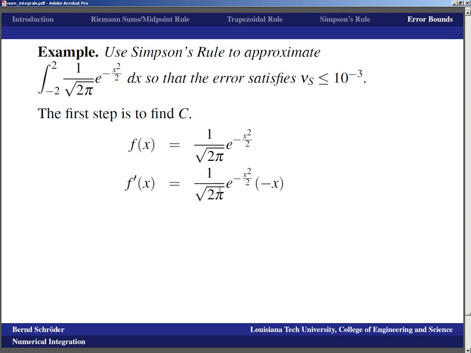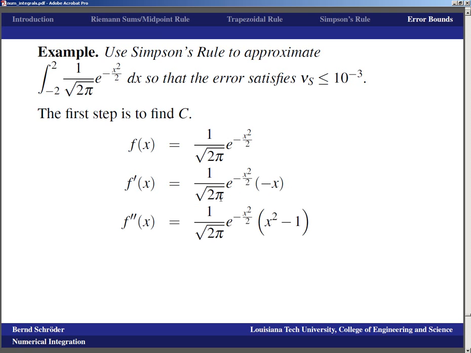Okay, so we keep the 1 over root 2 pi all the way through. The derivative of an exponential is the exponential itself times the derivative of what we have in the exponent, and so you just get a -x. Second derivative, if necessary, work it out step by step. What do we have here? We have a product rule, right?